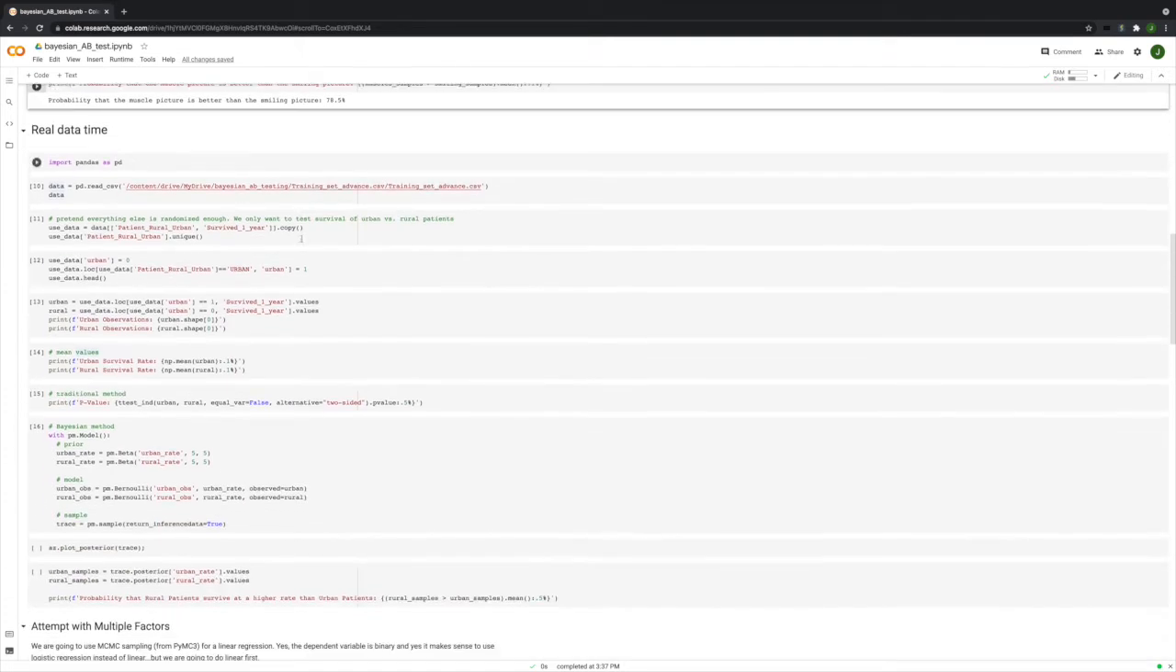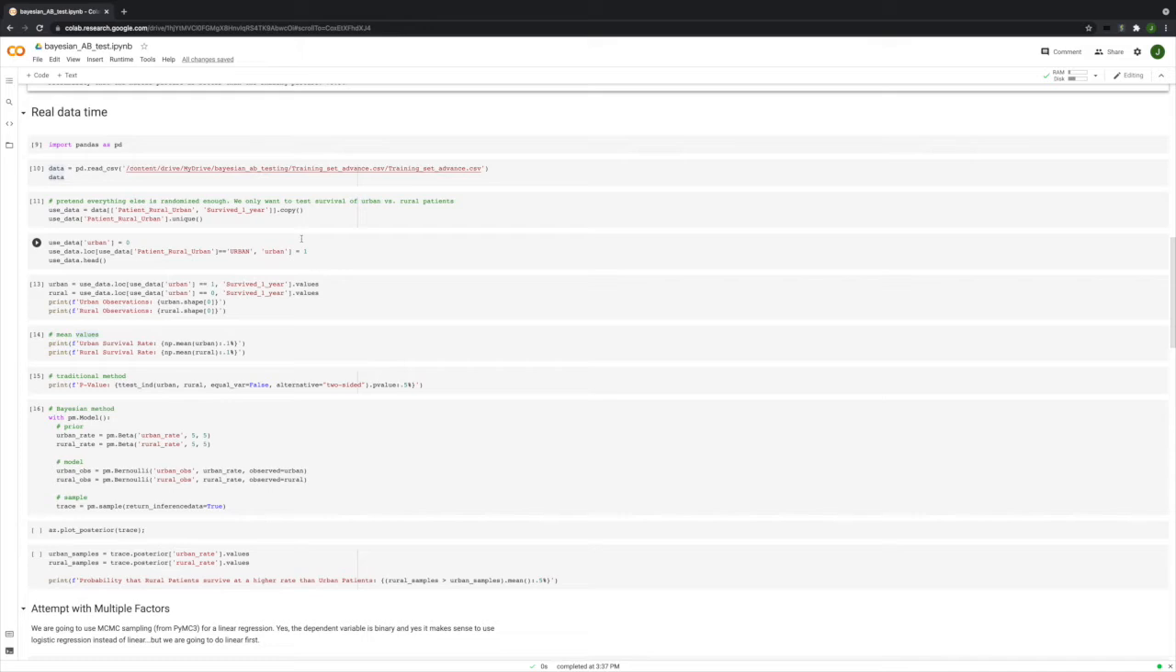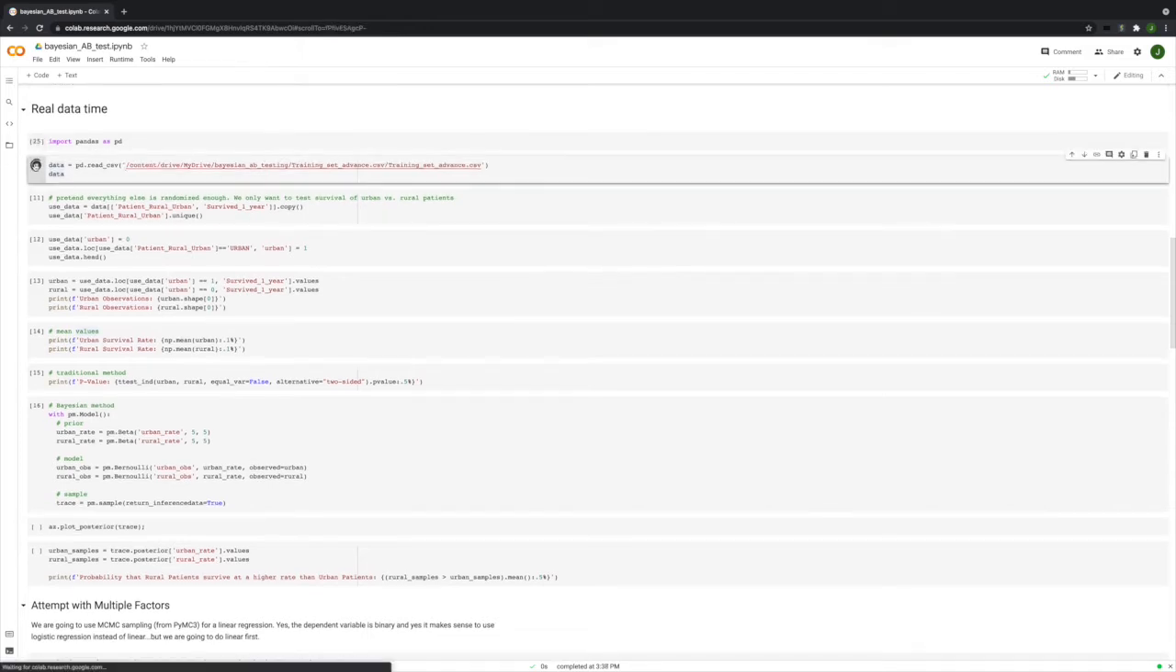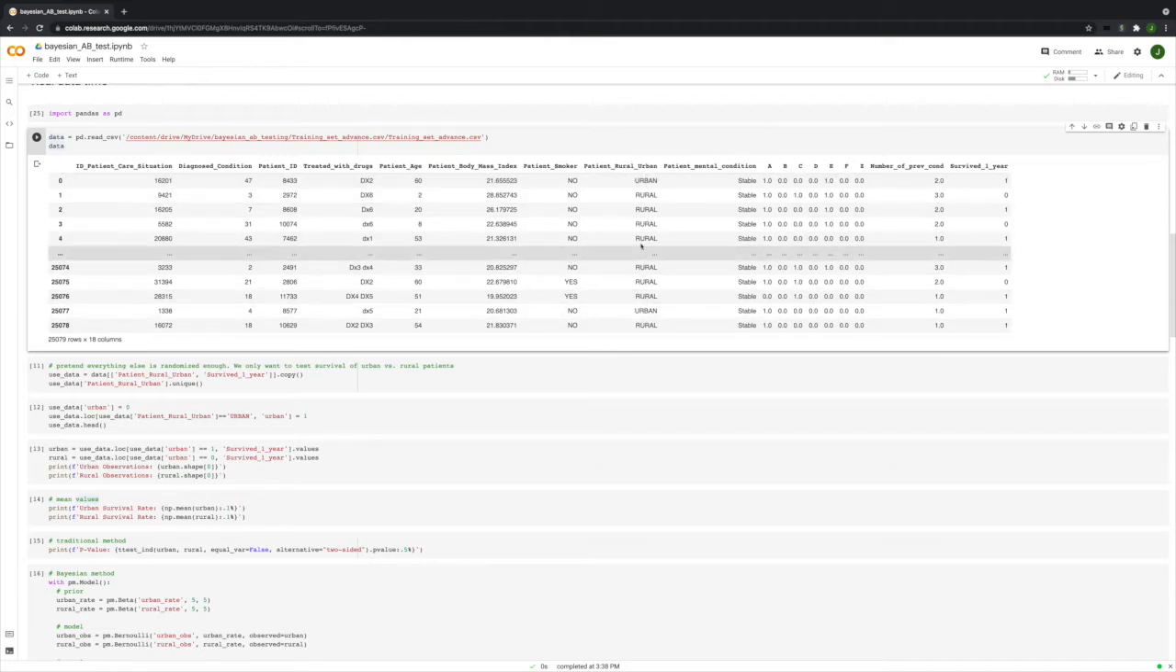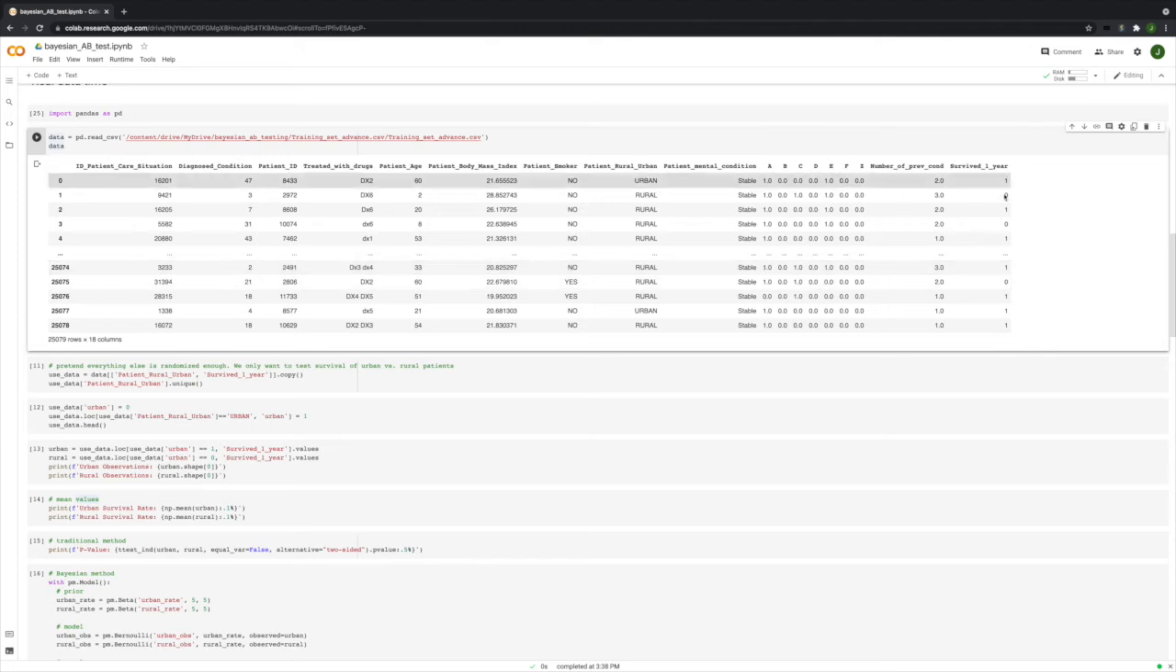So let's try a real data scenario. We'll import pandas, and this data set that I've got here, I know it's from Kaggle, but I don't remember exactly where I got it. It's about cancer survival. So we've got all these different variables, but what we're really interested in, at least for now, is going to be this one, urban versus rural patients, and whether or not they survived for a year. So the question we're going to ask is, is there a difference in survival rates between urban and rural cancer patients?